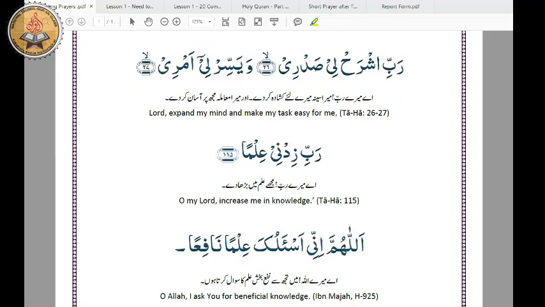Rabbi zidni ilma. Oh my Lord, increase me in knowledge.